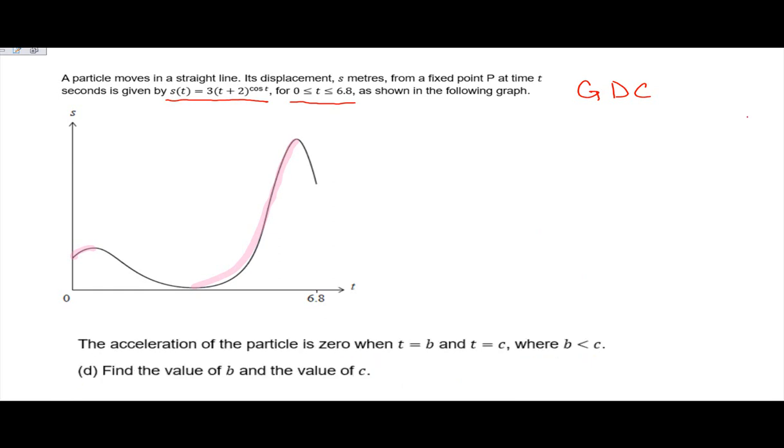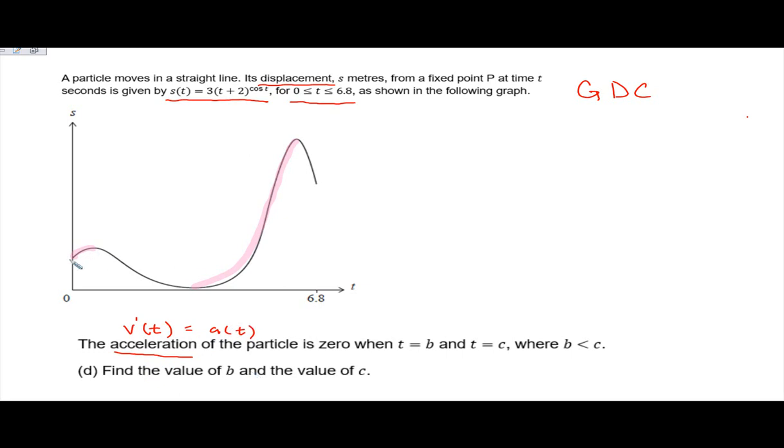All right, so let's take a look at this question here. It says the acceleration of the particle is 0 when t equals b and t equals c, where b is less than c. Find the values of b and c. First of all, you have to understand acceleration. Since we're working with displacement, acceleration is the second derivative of the displacement. Or you could think of it as acceleration being the first derivative of velocity. That would give you acceleration.